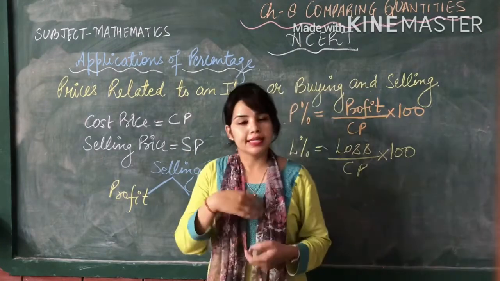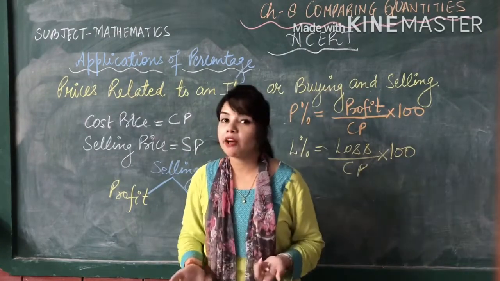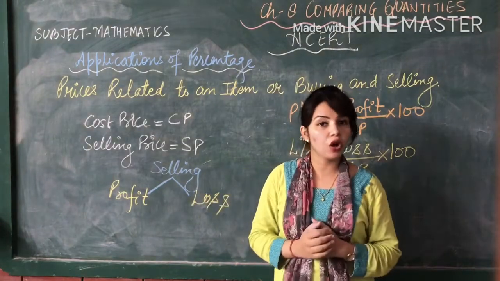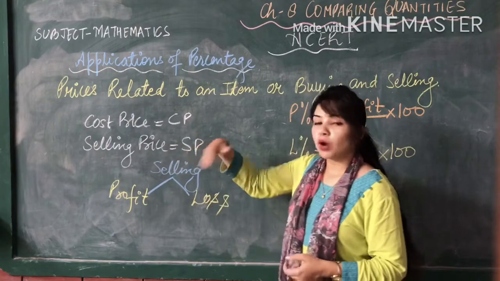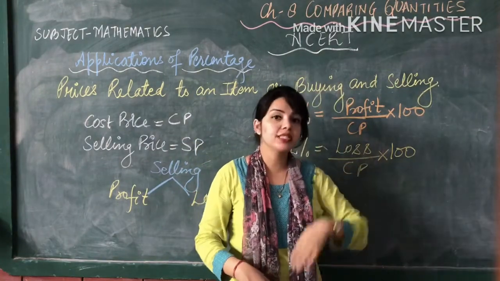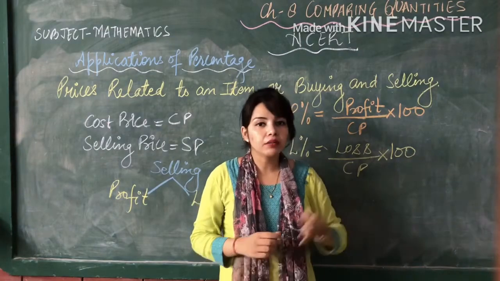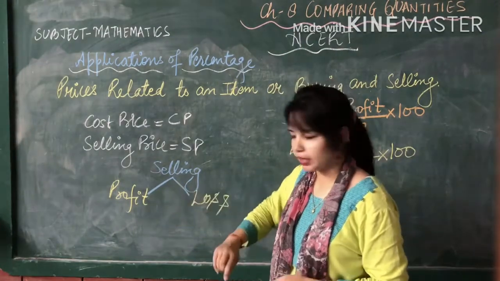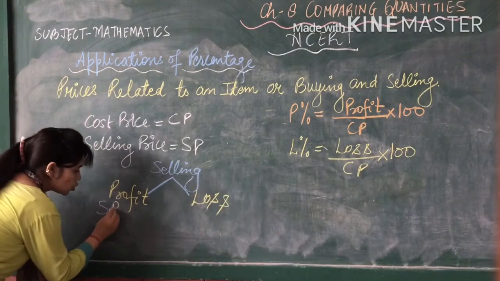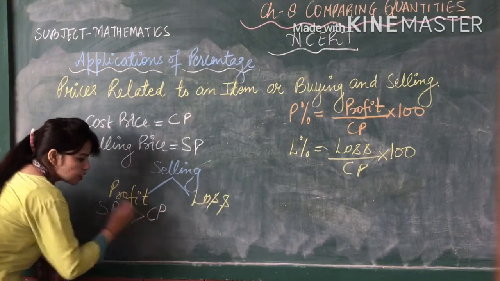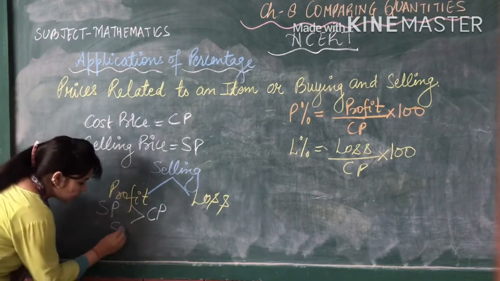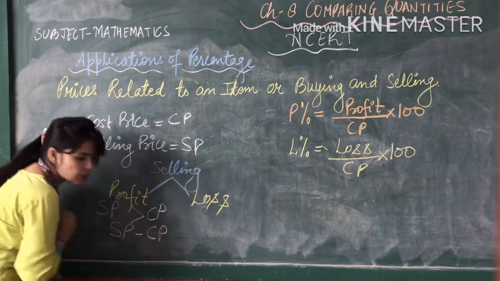Now when you sell something, you either have profit or loss. How will you find whether you have profit or loss? When you compare the price at which you bought and the price at which you are selling, if the selling price is more, that means you are having profit. So to have profit, the selling price should be more than the cost price. And how will you calculate how much profit you have got? Just subtract the cost price from the selling price.